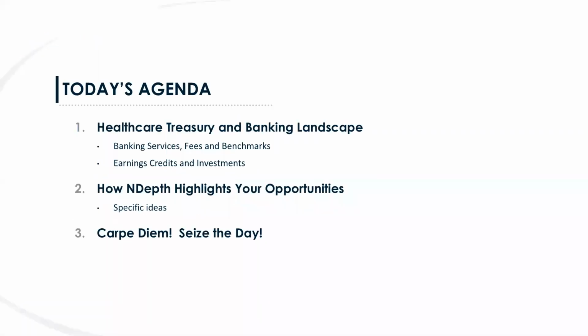We have an agenda here. We're going to first start by talking about the banking and treasury landscape for healthcare. What kind of banking services healthcare companies are using, their distribution of those services, what they're paying for them, and some benchmarks. And then we'll talk a little bit about earnings credit rates for healthcare companies.